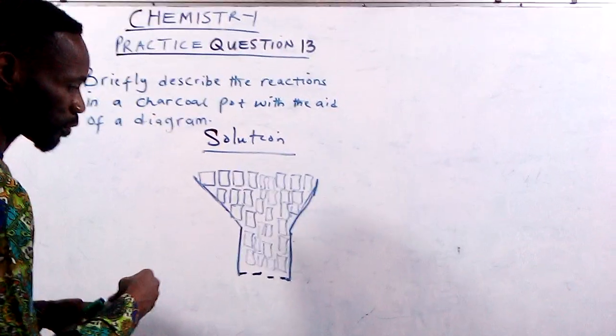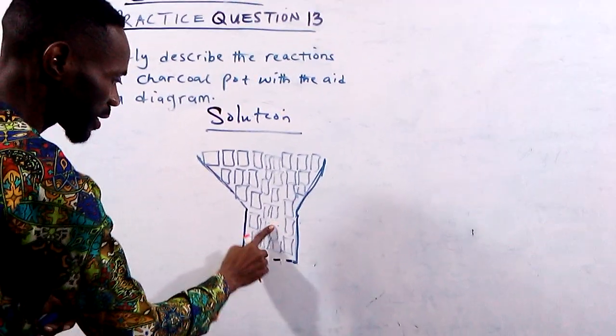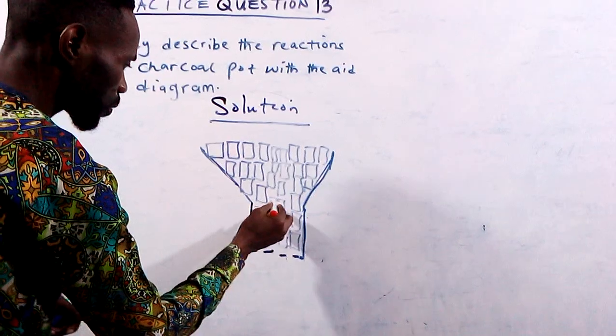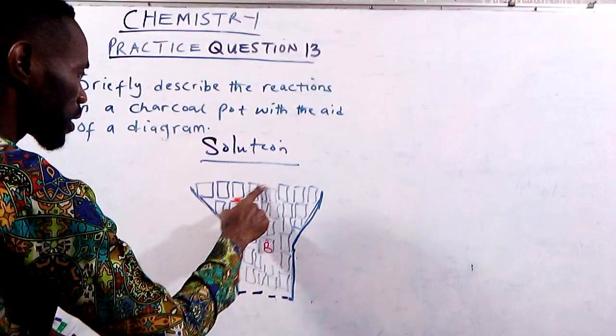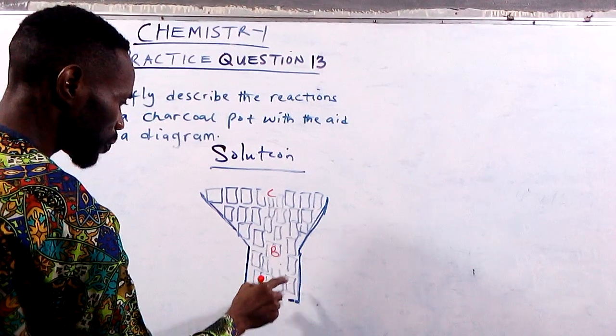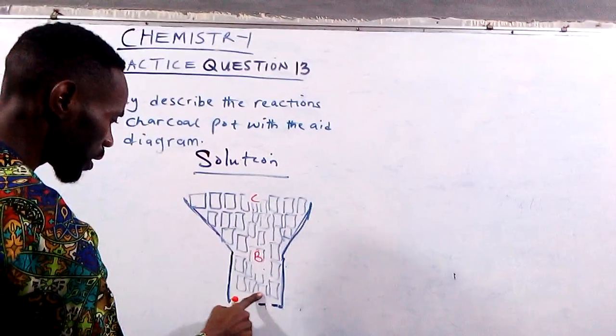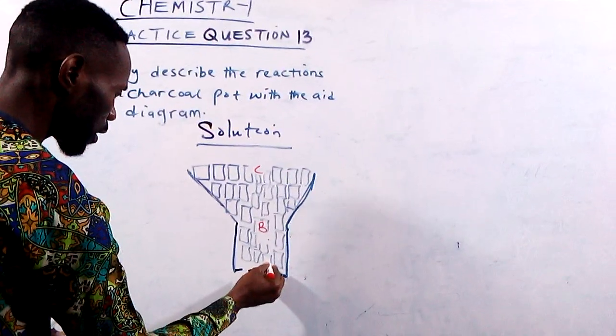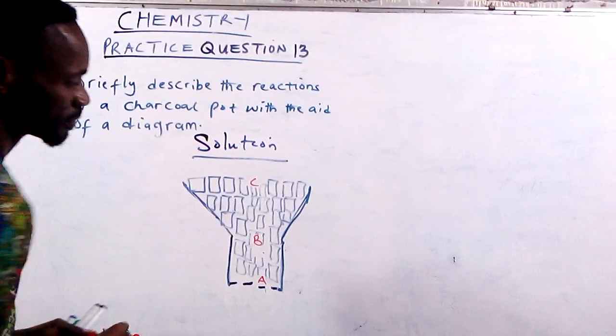Now in the charcoal pot, we have different designated regions. Let's say this is point B. Here we call this point C, and here we have point A. Now take a look at it.